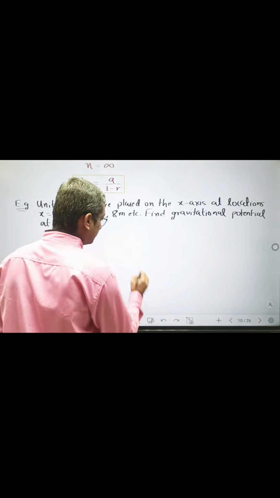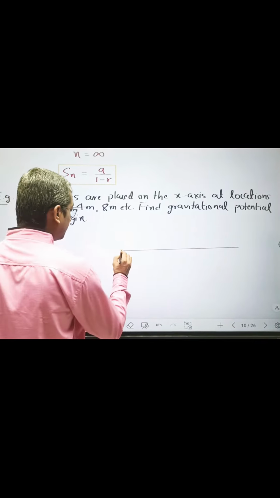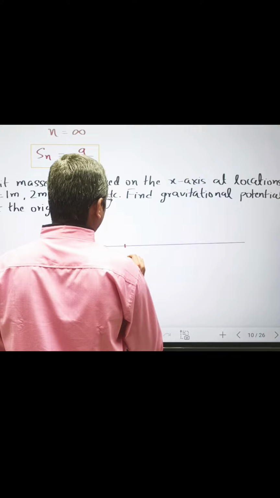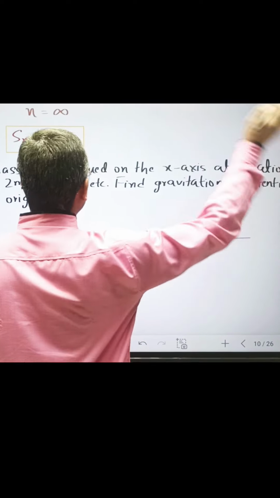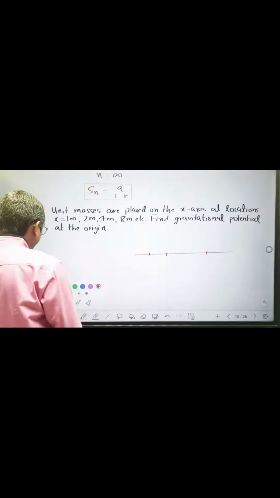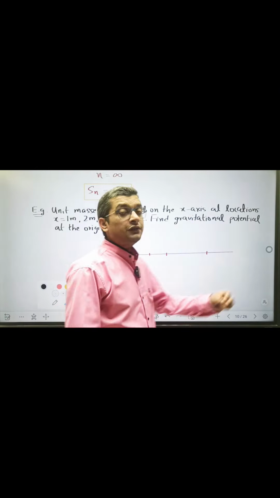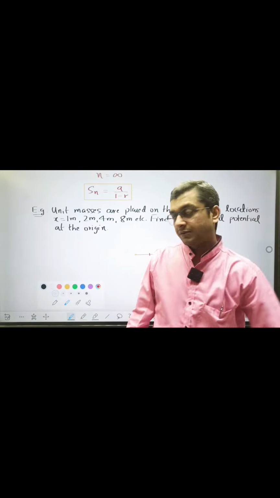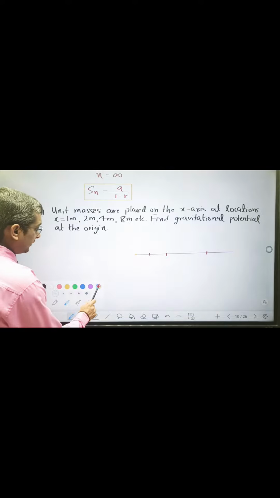So the question is, here it is the origin, and unit masses are placed at x equal to 1, x equal to 2, x equal to 4, and this way, etc. This etc means 8, 16, 32, 64, 128, 256, up to an infinite number of masses. Okay, so its solution will be like that.